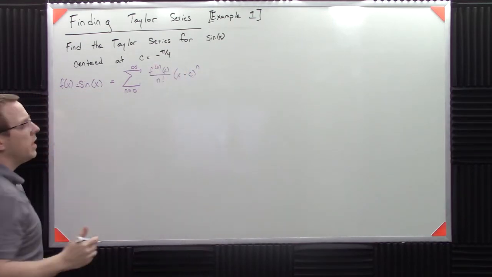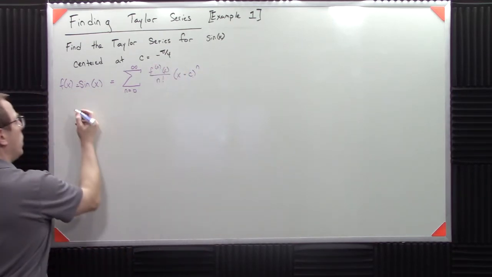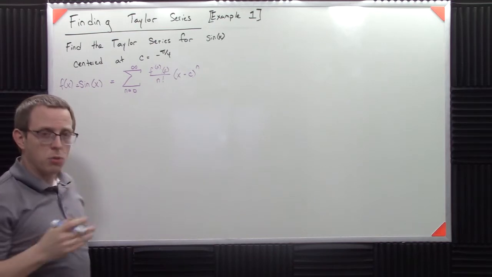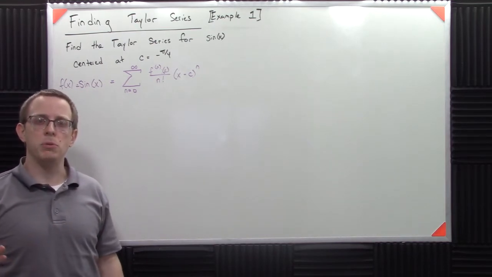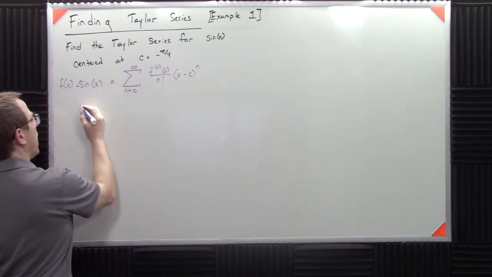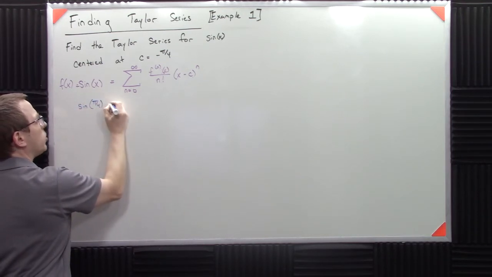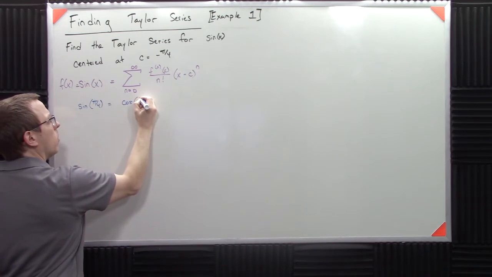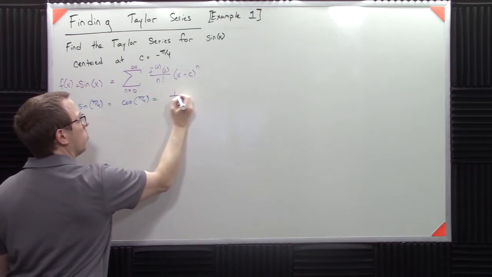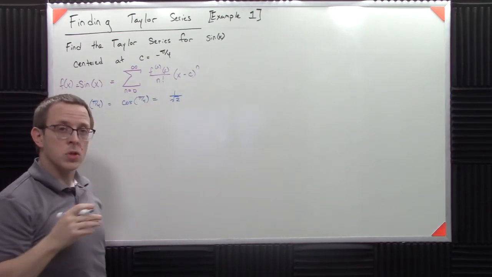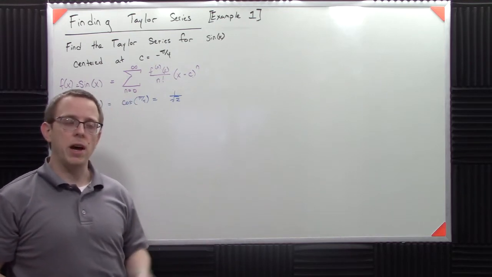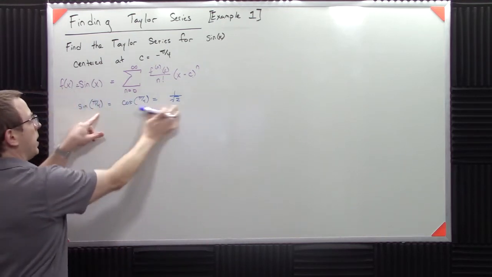So c again is -π/4. Some helpful tips and tricks. One is that sine of π/4 is actually the same as cosine of π/4, which is 1 over the square root of 2. So, remember that's a unit circle value there. These actually have the same value.